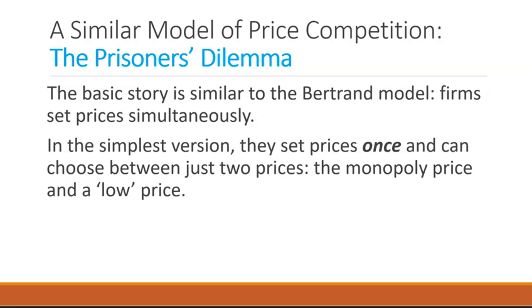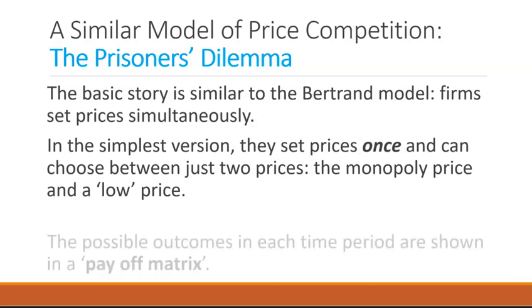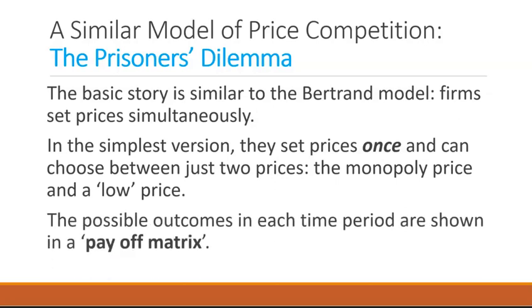And just to have a simple illustration, I'm going to assume that they've only got two choices. They can either choose the monopoly price, in other words, the highest possible price in the market, or they'll choose just something I'll call a low price. You could think of it as a competitive price, but it's at least a price that's significantly lower than the monopoly price. May leave the firms with some profits, but maybe not much. The outcomes of these choices are going to be illustrated in what's called a payoff matrix.